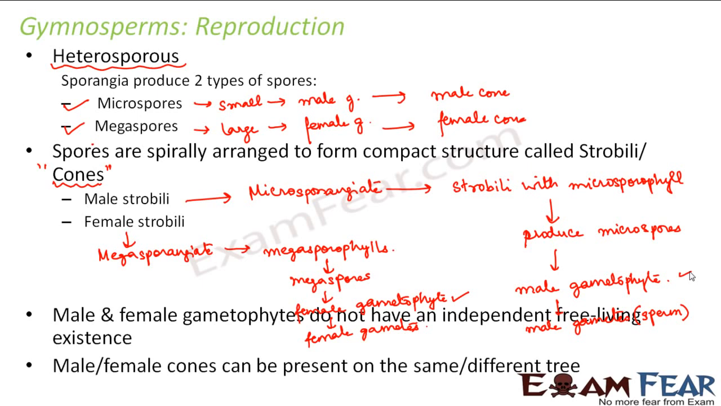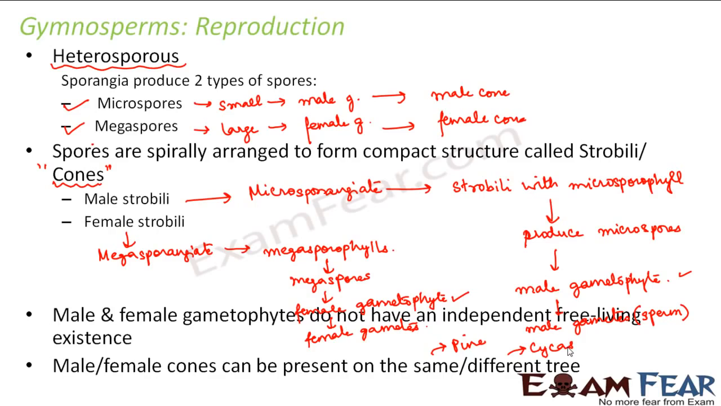Also, the male and female cones can be present on the same tree or they can be present on different trees. So an example of the same tree would be pine. In a pine tree, you can see both the male cone and the female cones are present. Whereas in case of a plant like cycas, a cycas plant can either be male or female. If it is a male plant, it will have the male cones. If it is a female plant, it will have the female cones.